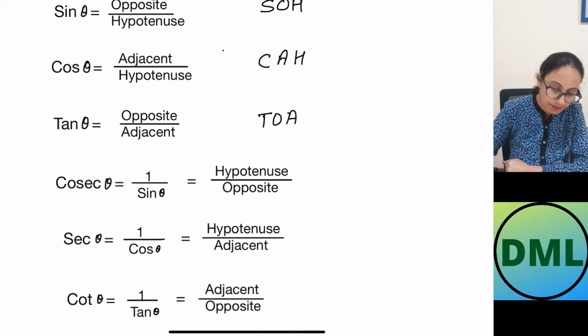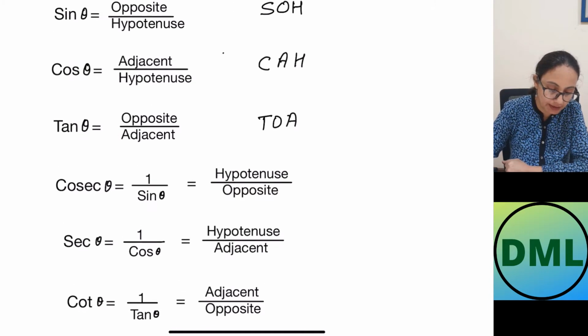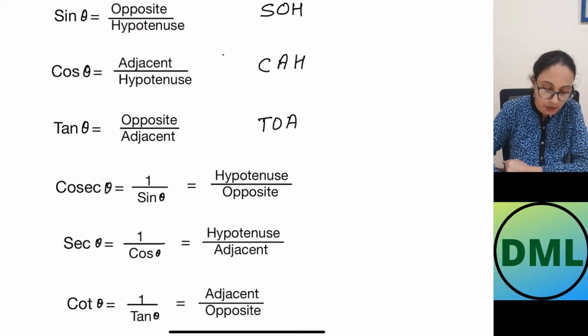Now we have three more ratios in trigonometry, which are cosec theta, sec theta and cot theta. Cosec theta is 1 over sine theta. Since sine theta is opposite over hypotenuse, 1 over sine theta gives cosec theta as hypotenuse over opposite. Now sec theta is 1 over cos theta. Cos theta is adjacent over hypotenuse, so 1 over cos theta gives hypotenuse over adjacent. That is the value for sec theta.